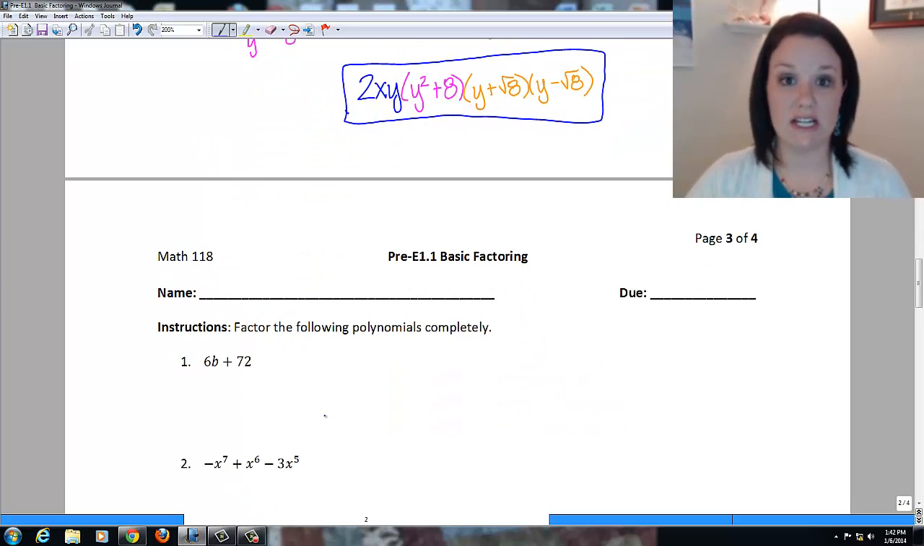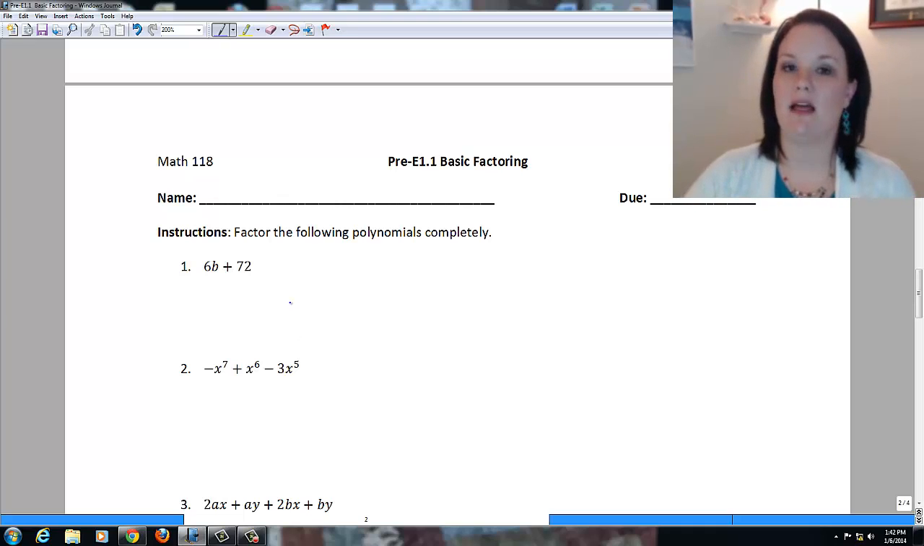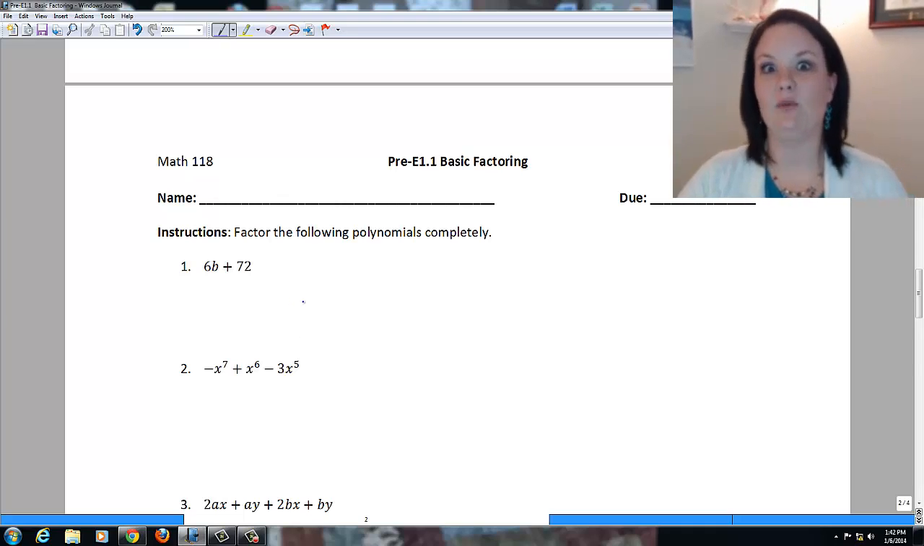This is the worksheet that I would assign to my lecture class. You're free to do it if you want. You don't need to hand it in. Since you're in the web class, I have an assignment in my math lab titled Pre-E1.1 Basic Factoring. You can just open that and work that.